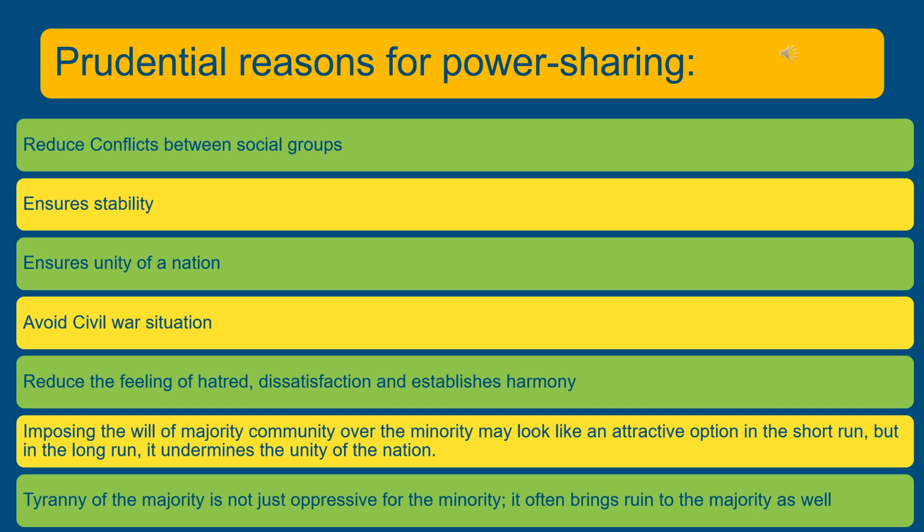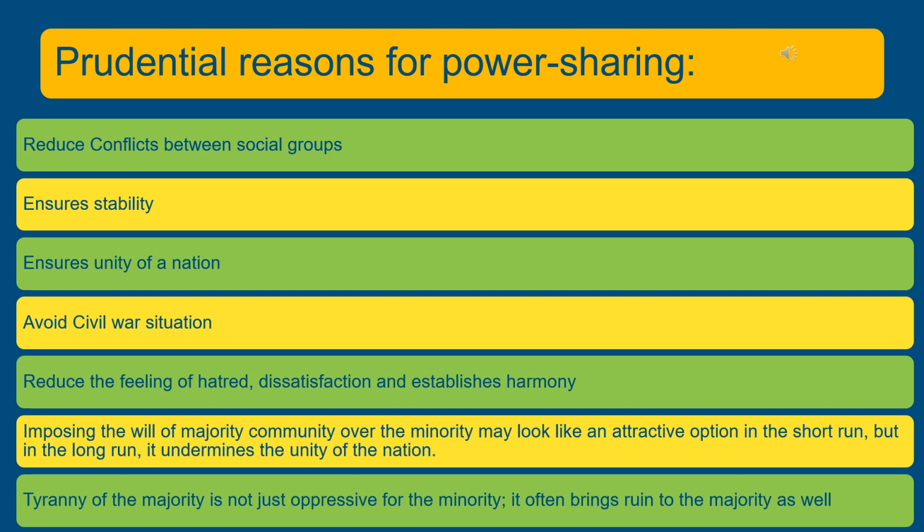Now the next thing: imposing the will of the majority community over the minority may look like an attractive option in the short run, but in the long run it undermines the unity of the nation. The majority community puts its desire on the minority community, like we have seen in Sri Lanka. And we have found that it has been suppressed. Finally, the Sri Lankan government were able to suppress the movement, suppress the minority, and eventually, forcefully, establish peace. So it looks okay in the short run, but in the long run, it is undoubtedly a question mark on the unity of the nation.